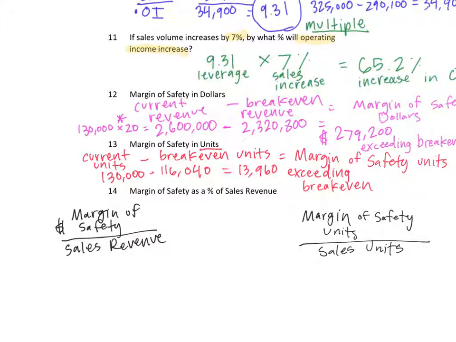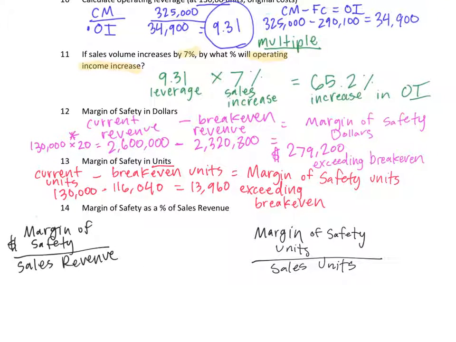First, let's look at the dollar amounts. We calculated margin of safety in dollars up above here to be $279,200. So we'll put that for our numerator and 2,600,000 as our denominator. Remember, 2,600,000 is our current sales revenue at 130,000 units. When we divide that, we get 10.7% as our margin of safety as a percentage of sales dollars.